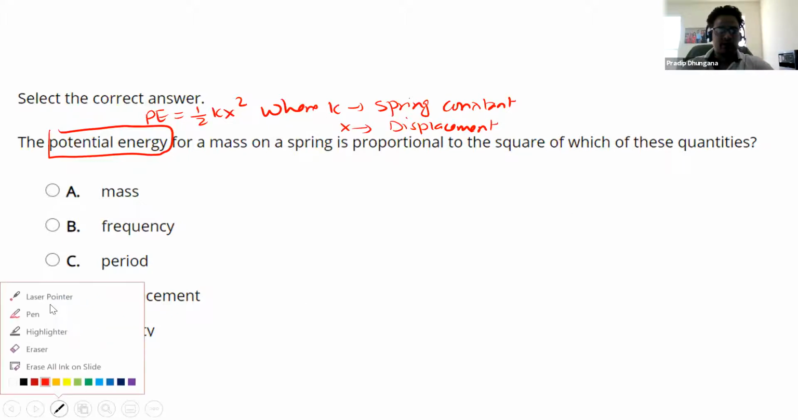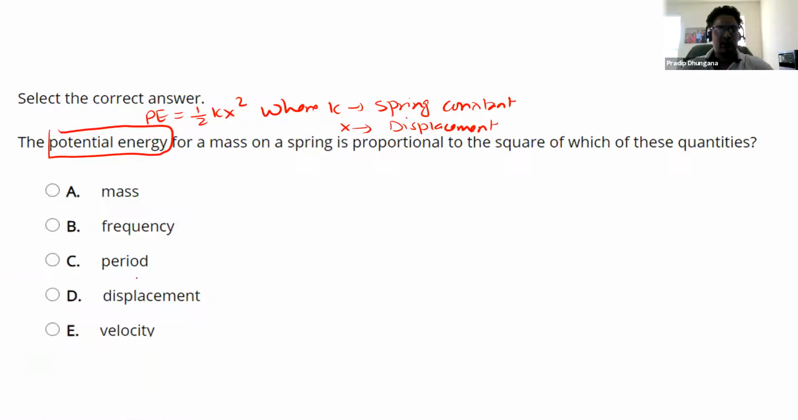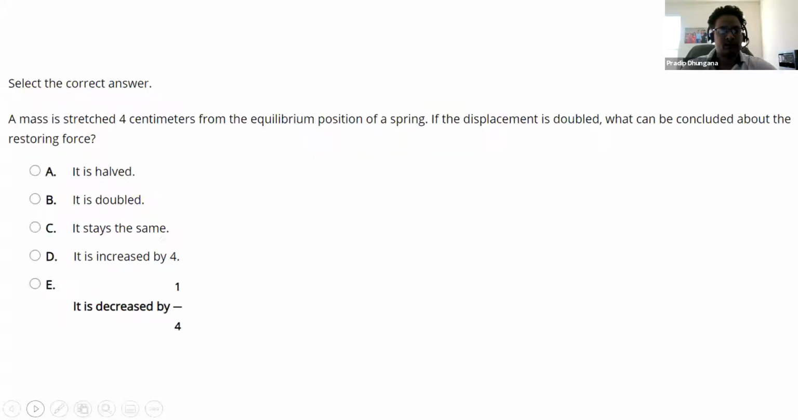The correct choice for this question is D, that is displacement. We circle that. You can see here potential energy is 1/2 K times x square, and x is displacement. That is, potential energy is proportional to displacement square. Now let's go to the next question.